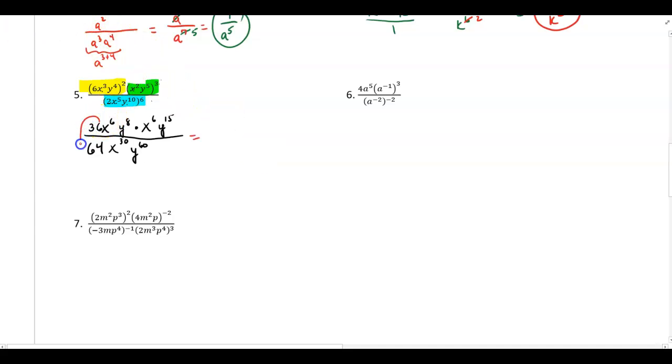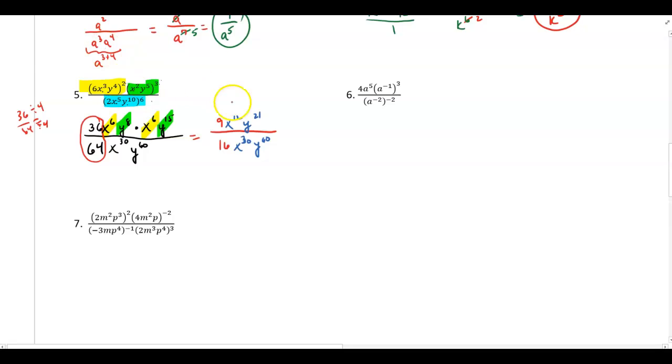What I like to do next is real quick reduce this fraction out of the way. I know both of 36 over 64, both of these can be divided by 4. That would give me 9 over 16. Now, when I look in my numerator, I have x's here. So when I add those exponents, I'm going to get x to the 12th. If I look at my y's in the numerator, it's going to give me y to the 21st power over x to the 30th, y to the 60th.